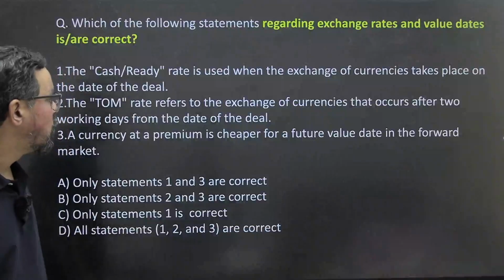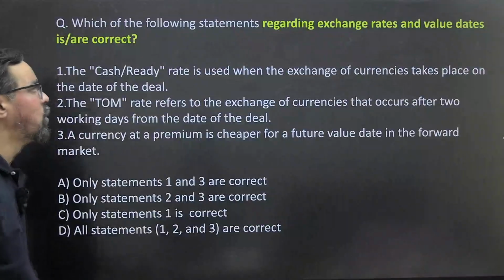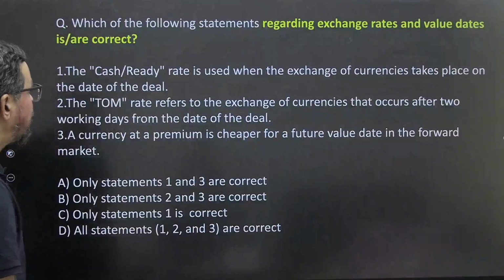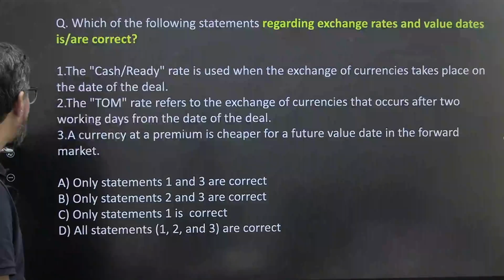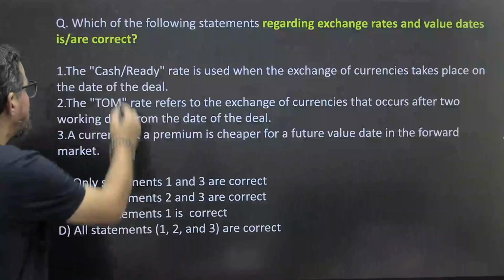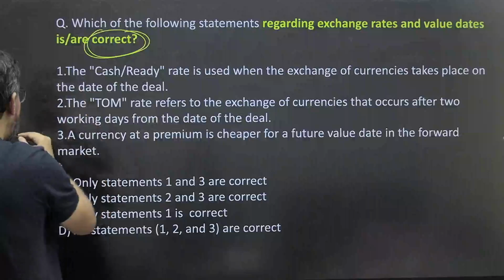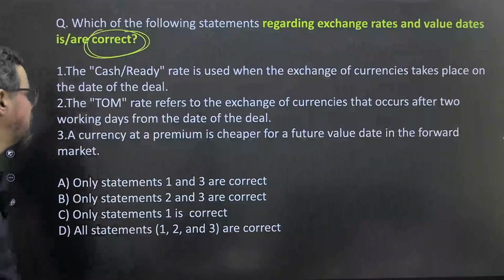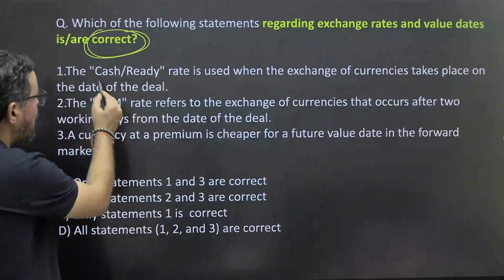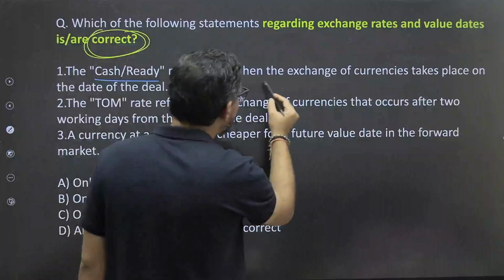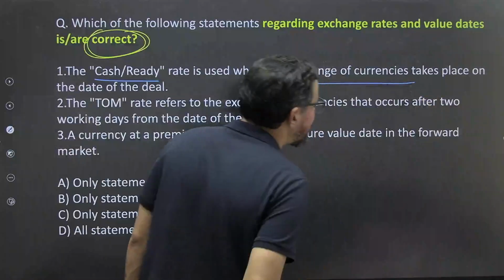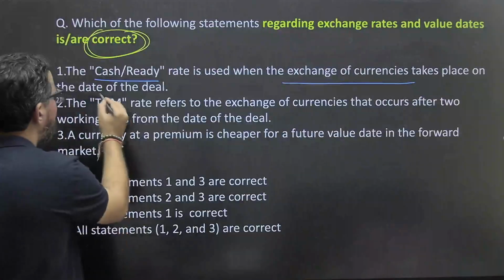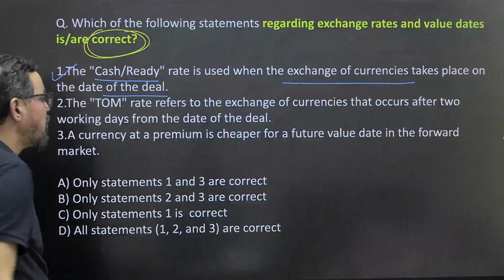Again, a question like: which of the following statements regarding exchange rate and value date is correct? So you have to find out the correct statement. Cash or ready rate is used when exchange of currencies takes place on the date of the deal. 100% true. I'll explain this here.